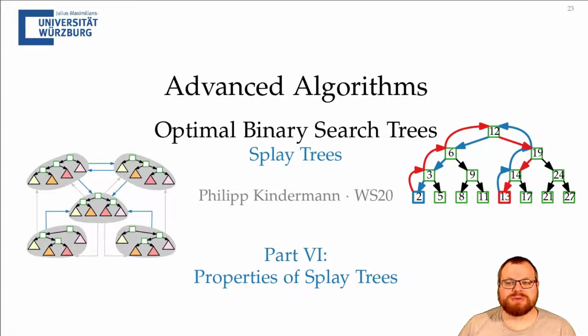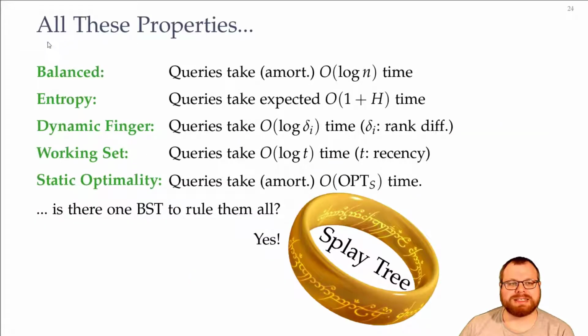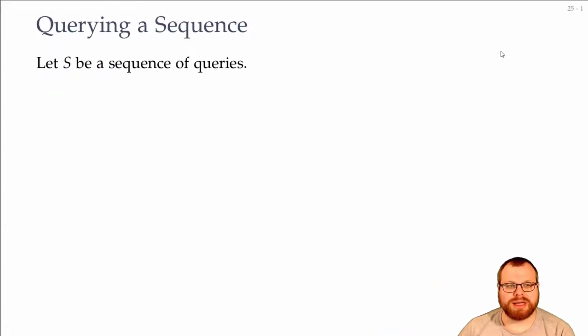In this part, we will prove some properties of the Splay trees using the access lemma. We had these 5 properties in the beginning. In this lecture I will prove balanced and entropy and static optimality. In the exercise sheet you will have to prove the working set property, and the dynamic finger you can also do if you want. So before we do that, we still have to look at one more thing.